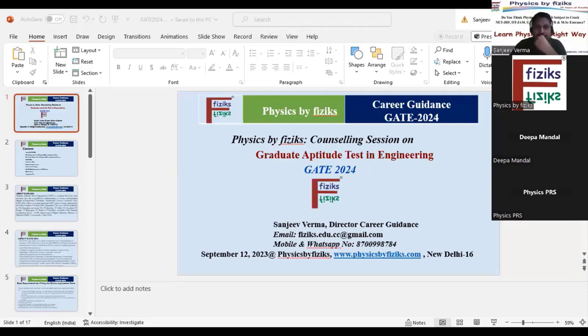Do GATE-cleared people also get a stipend for PhD? Yes. Whether you qualify NET or GATE, the scholarship is the same in PhD. Priya Darshini is asking this question: is the NET scholarship the same for PhD? Yes, same. 37,000 and 45,000. Okay, sir.